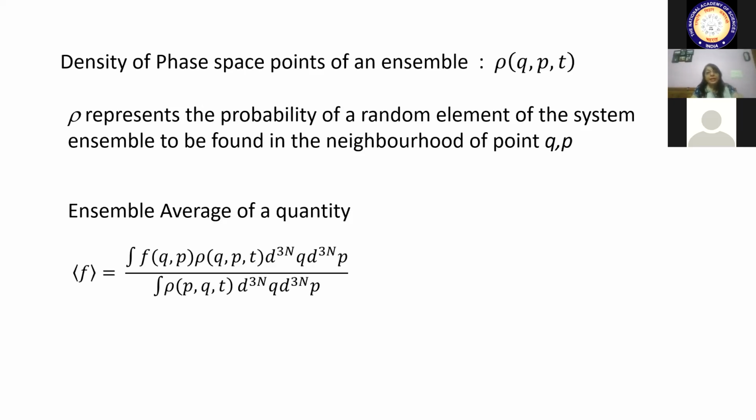Ensembles are mental copies of the system. An ensemble average of a quantity can be written as, please look at, you already know this equation. It is f(q,p) rho(q,p,t) divided by rho(p,q,t), integrated over d^3N q, d^3N p. Why 3N? Because there are 3N number of coordinates, right? So dq to the power 3N, dp to the power 3N, okay, and so on.